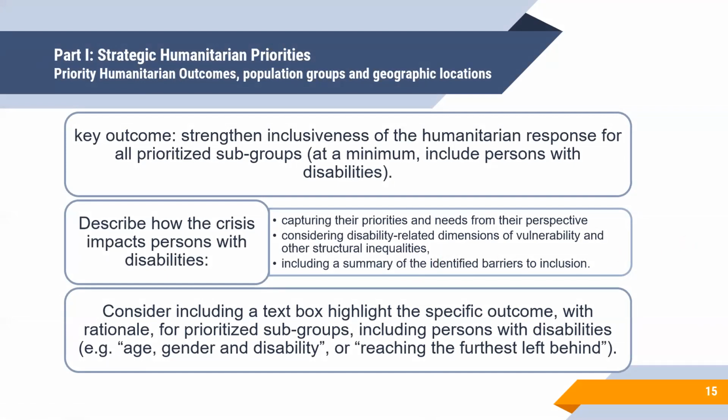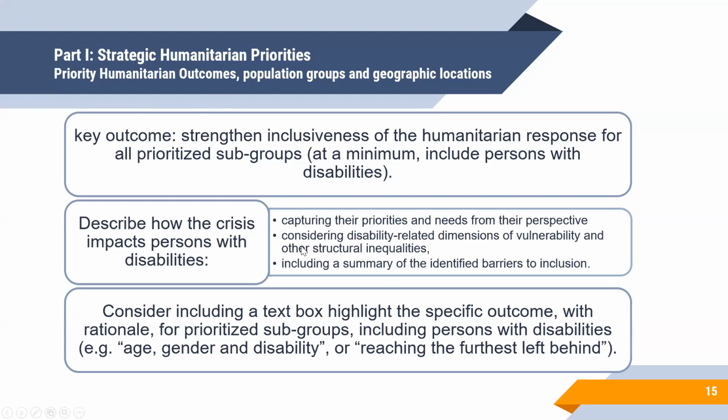However, while we do recommend strongly that persons with disabilities are recognised as a prioritised subgroup, we also strongly recommend that this recognition goes beyond general statements such as persons with disabilities will be prioritised or vulnerable groups will be prioritised. There's a really good opportunity here for the HRP to really describe concretely how the crisis impacts differently on persons with disabilities. So for example, capturing the priorities and needs from their perspective, considering disability-related dimensions of vulnerability. So what are the factors that contribute to the risks faced by persons with disabilities? And of course, a summary of the identified barriers to their inclusion.